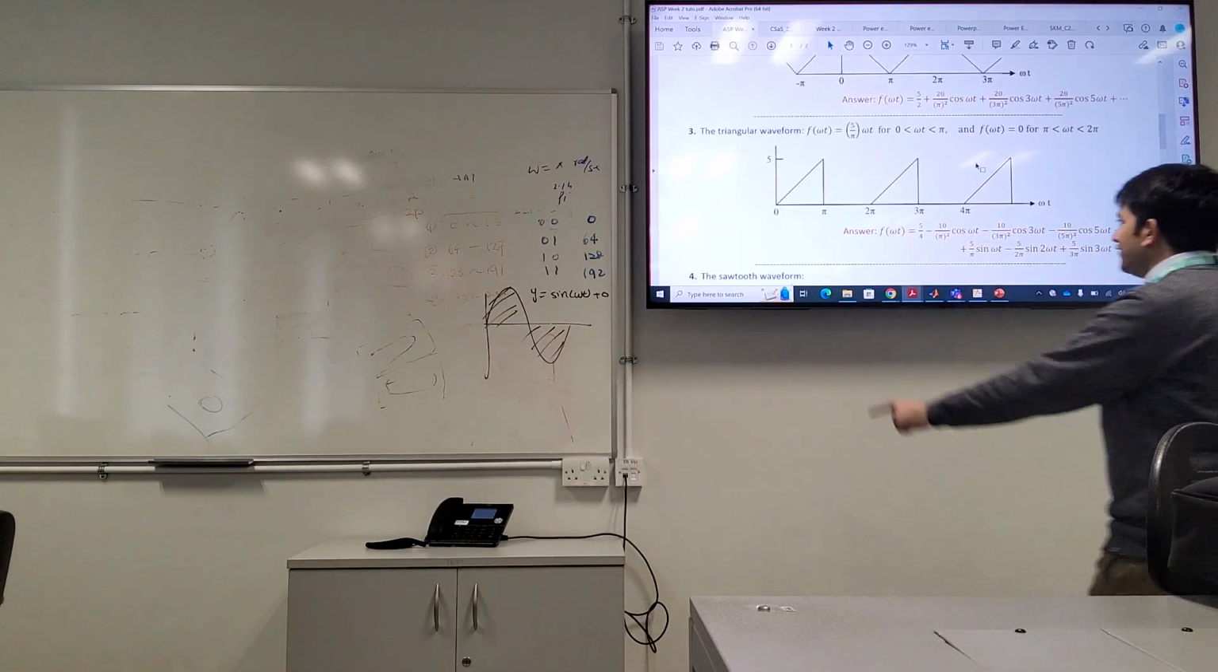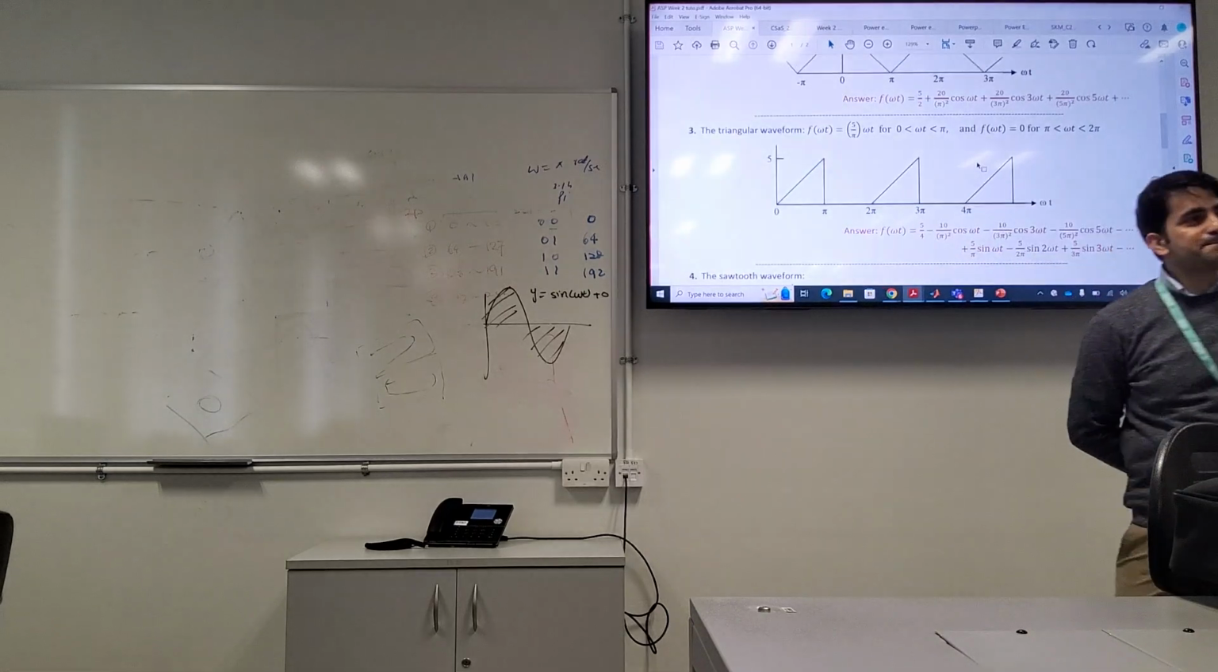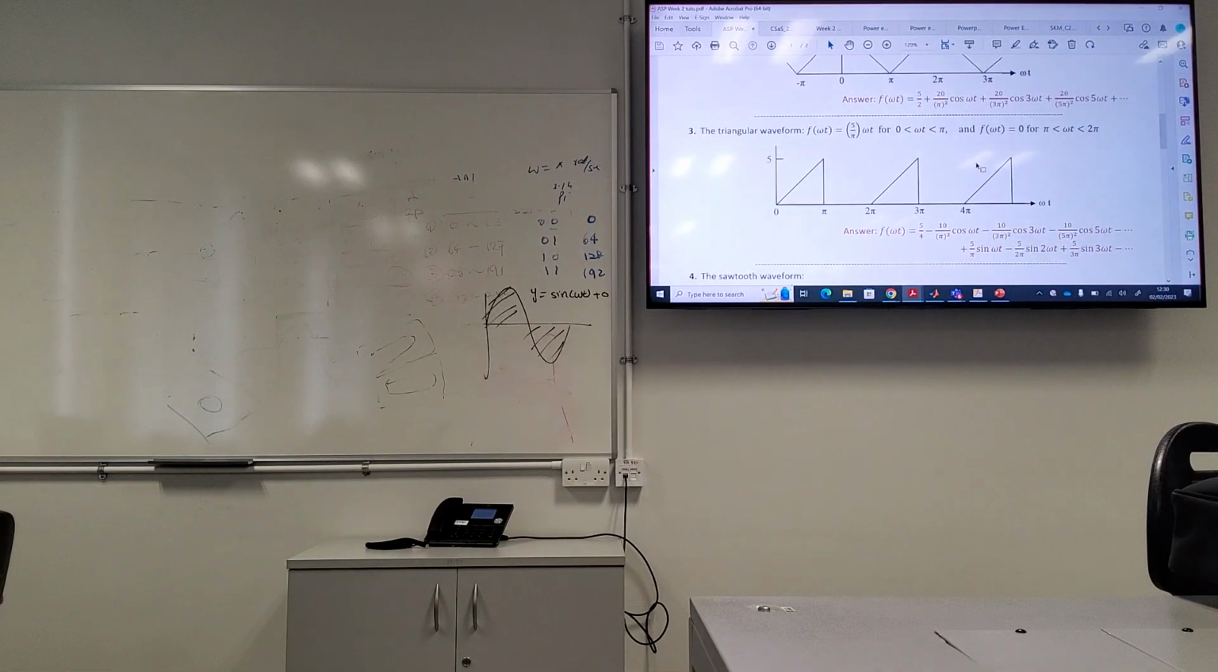This waveform, is it even or odd? This one because it has a mirror, right? What is even if it is mirroring around the x-axis? Is it even? No. Is it odd? No. This is not even, not odd. So very good.